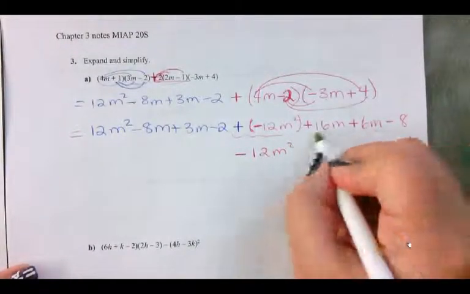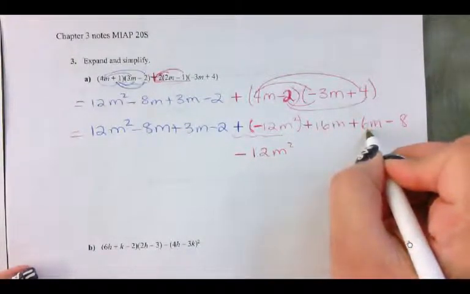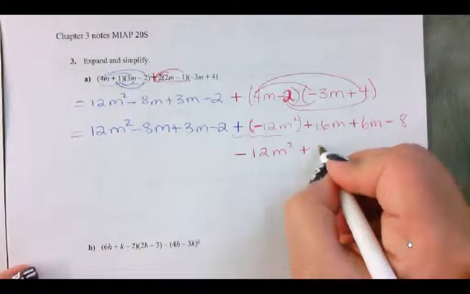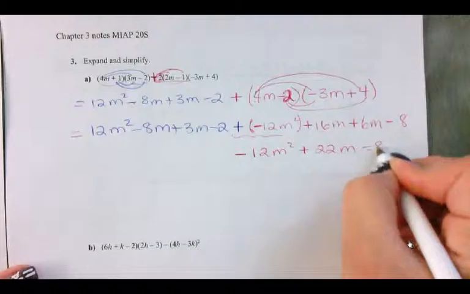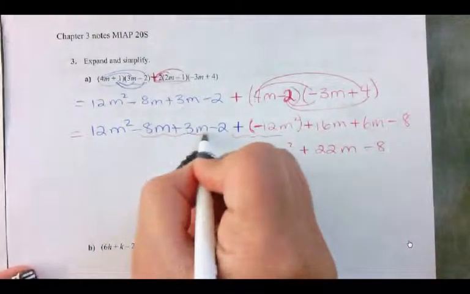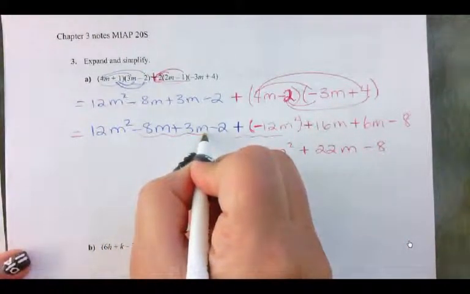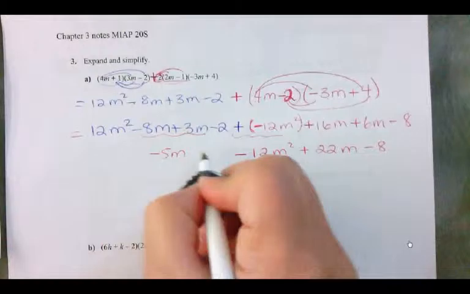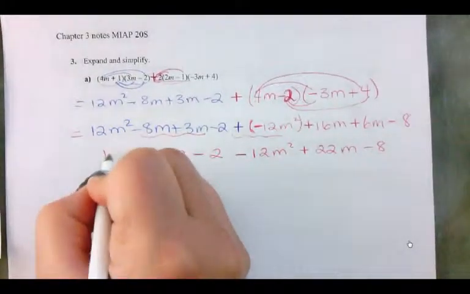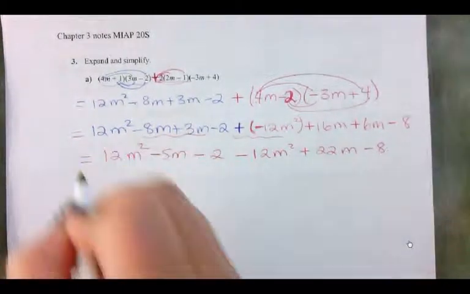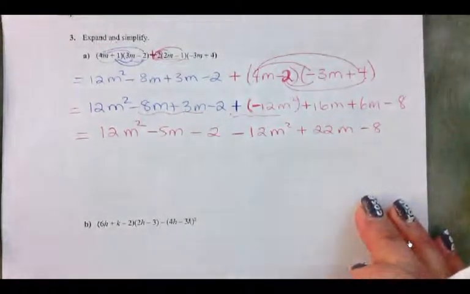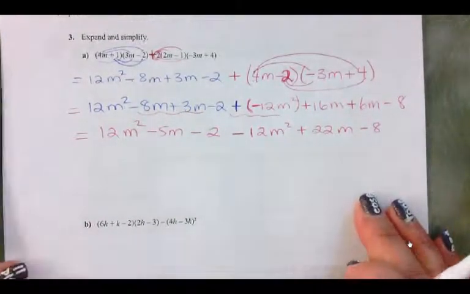Can I combine these two? Yeah, what does it become? Plus 22m minus 8. Okay, can I combine these two guys here? What does it become? Negative 5m minus 2, and then 12m squared. So as I'm going through, I'm just kind of cleaning it up. And now I'm going to combine like terms.